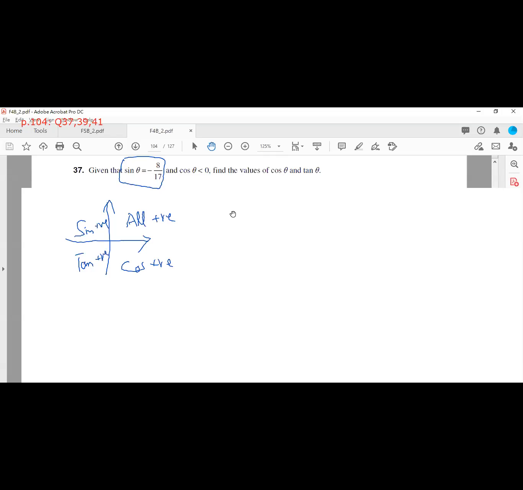Now we have some information that sine theta is negative, and then we need to delete the two boxes that cannot be. The box A cannot be, because if it is in box A, sine theta will be positive, cosine theta will be positive, and tangent theta will be positive. All of them are positive. But now sine theta is negative, so it cannot be box A.